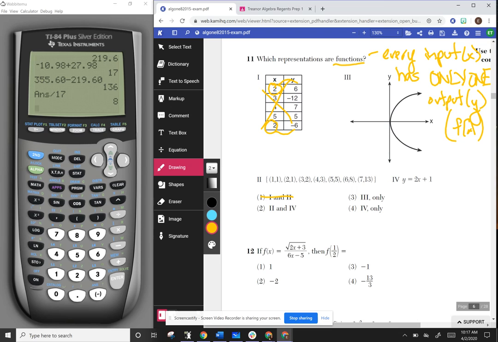Okay, let's look at 2. Again, are any of the x's repeating? So we got 1, 2, 3, 4, 5, 6, 7. No. So since the x's don't repeat, one x cannot have more than one y, meaning that 2 is an answer choice. Meaning that we can automatically get rid of 3 and 4. So our choice is 2.